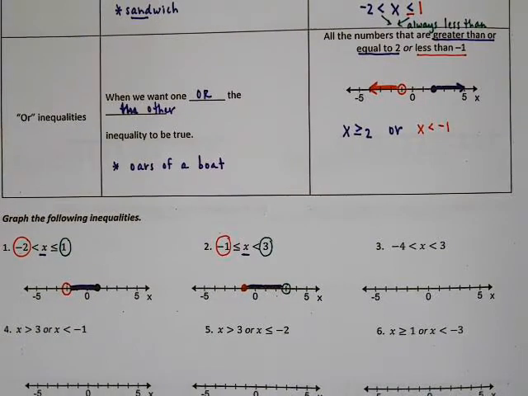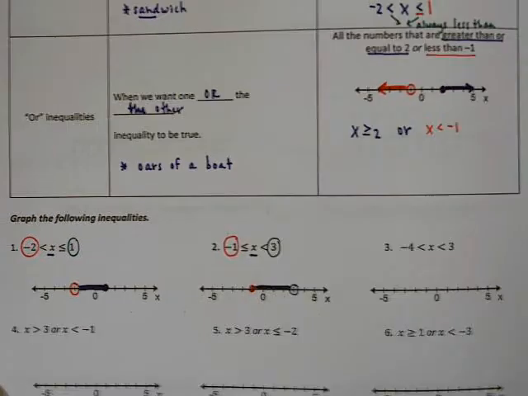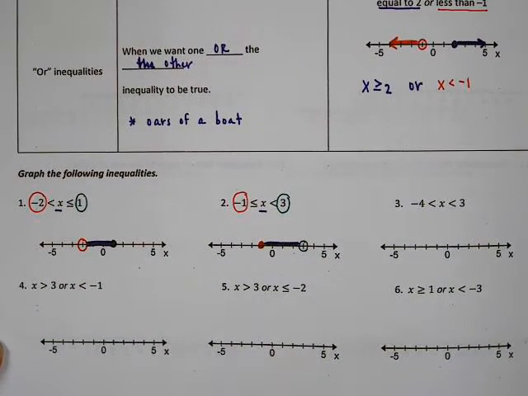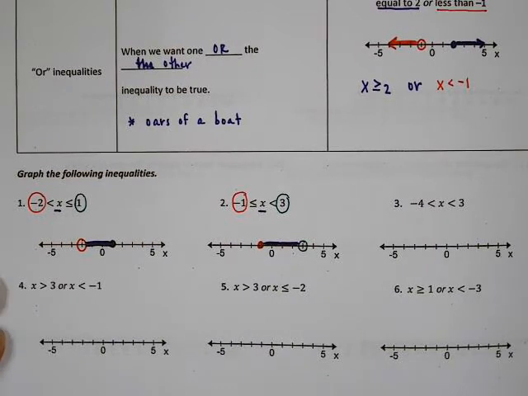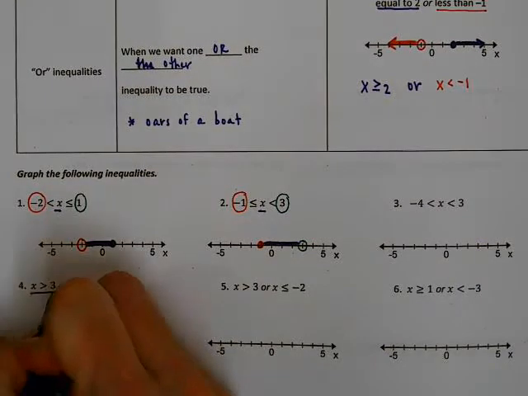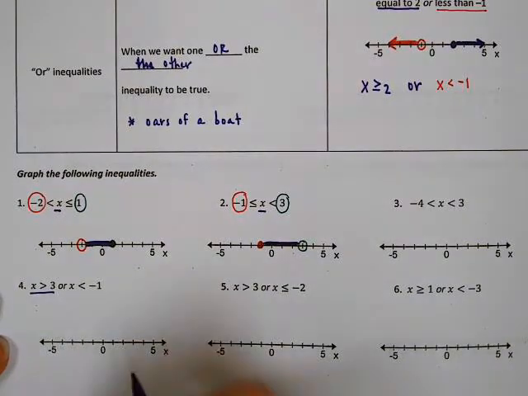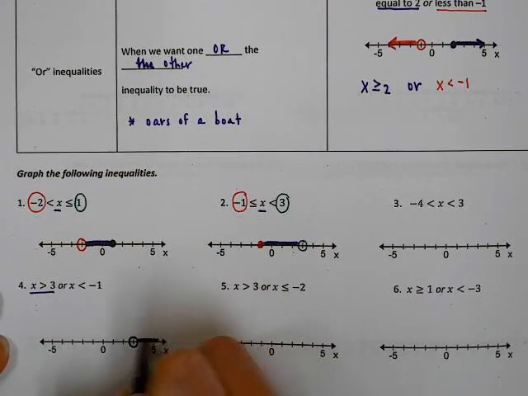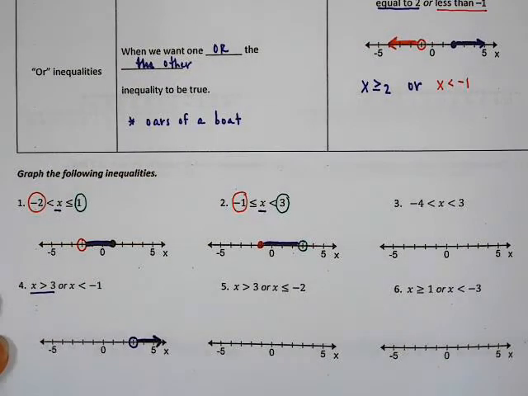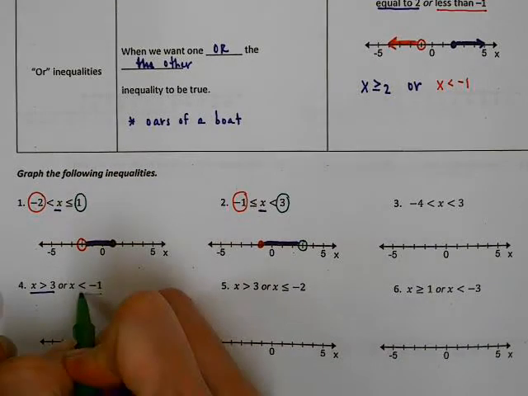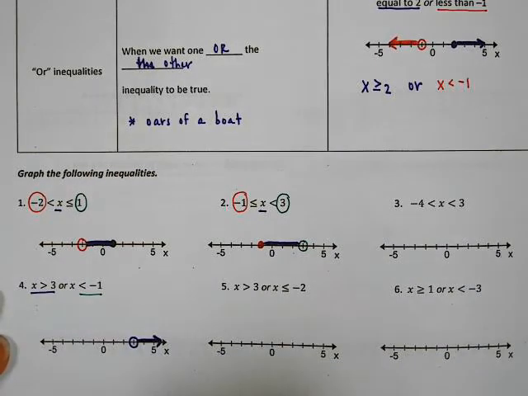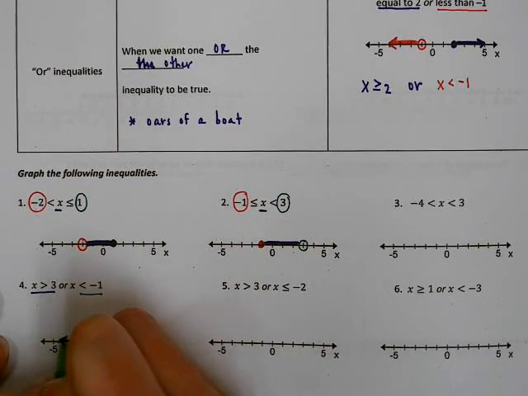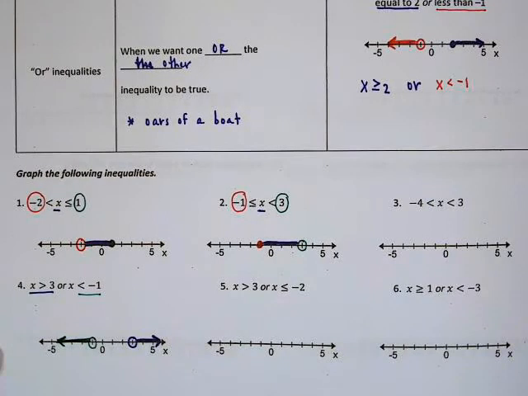All right, let's skip down to number 4. Now number 4, the ors are obviously easy to recognize because we actually see the word or. So basically what's happening here is I'm just graphing two simple inequalities. So my first one I see is x is greater than 3. So I'm going to put an open circle at 3 and the arrow is pointing right, so I'm going to shade to the right. For my other inequality, I have x is less than -1. So I have an open circle at -1 and I'm going to shade off to the left. And those two pieces make up the graph.